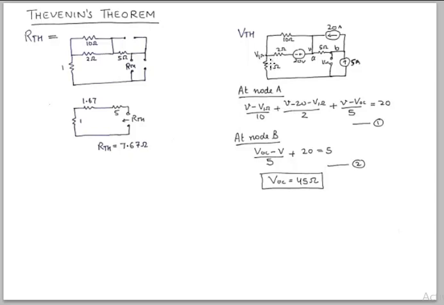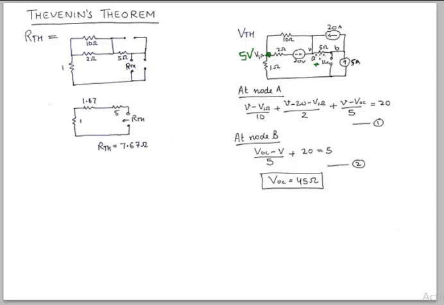at this node I can clearly see that because 5 ampere current is flowing in this branch, so I can see that the total voltage here is 5 volts. So at this point A, the voltage is V, and at this point B, the voltage is VOC, which we are trying to find.